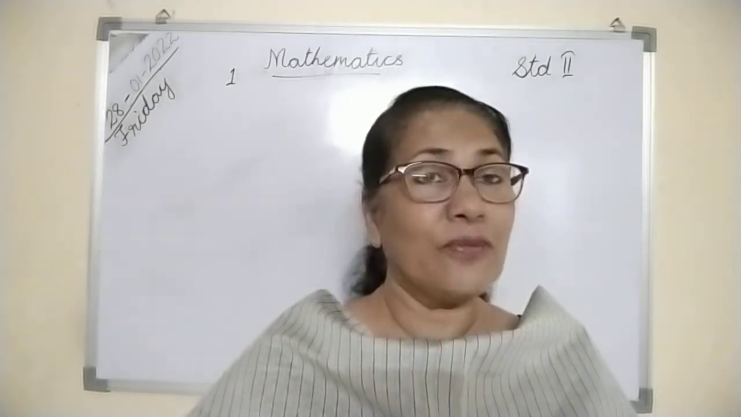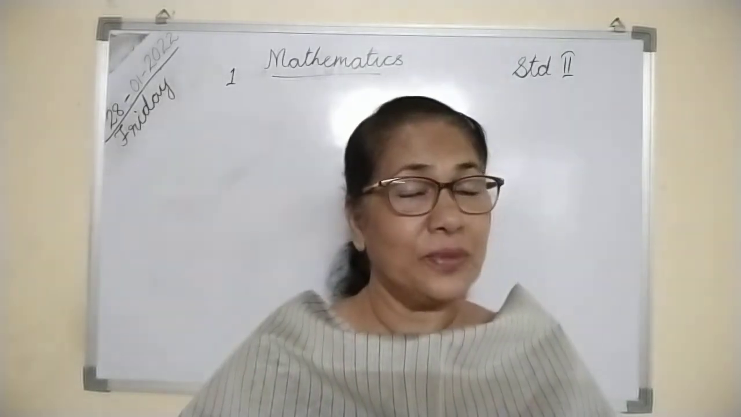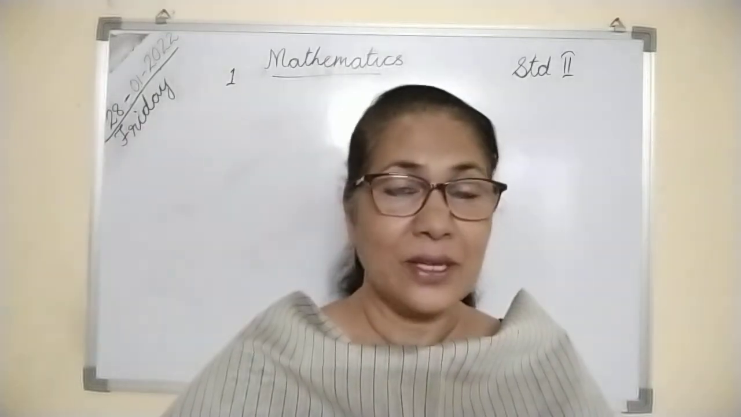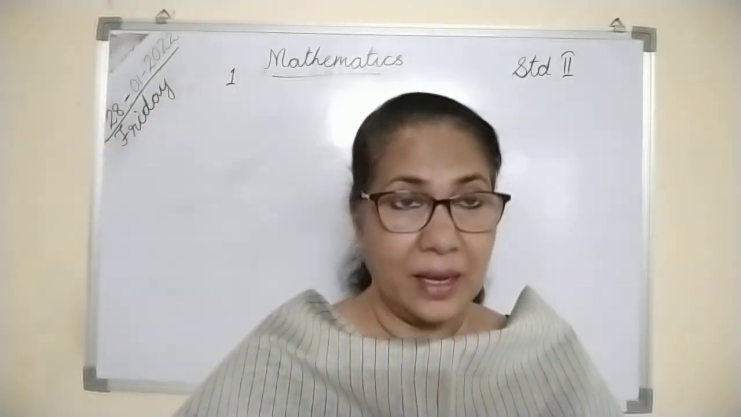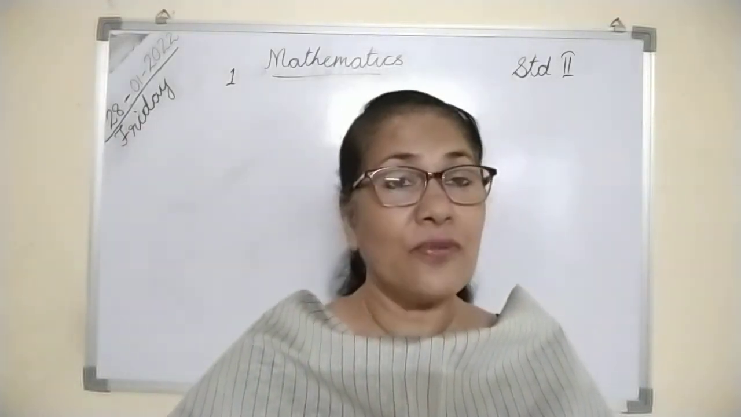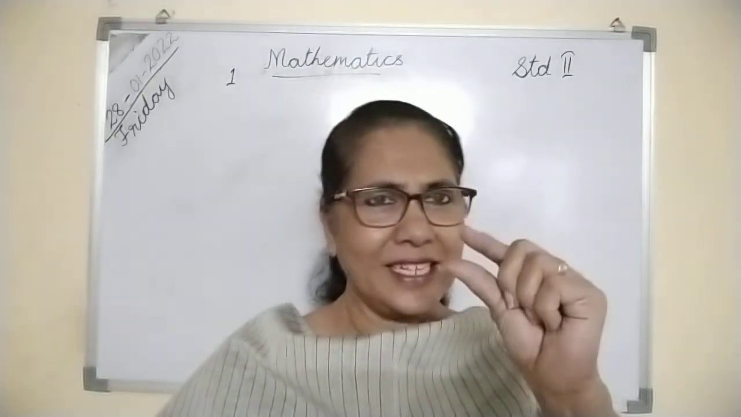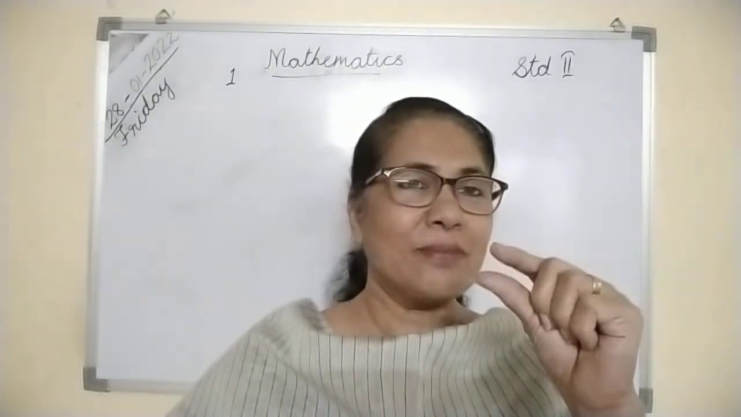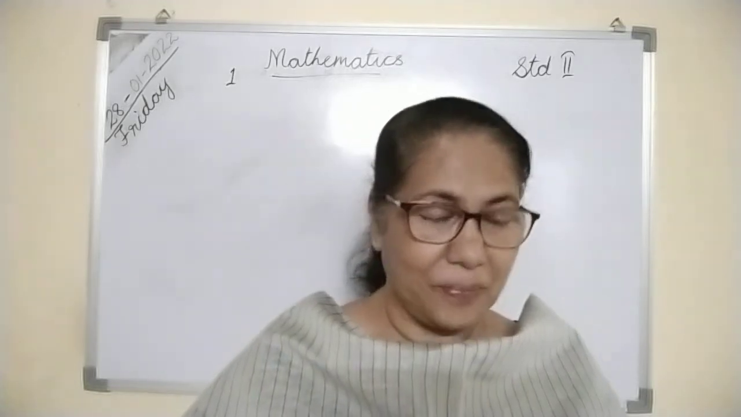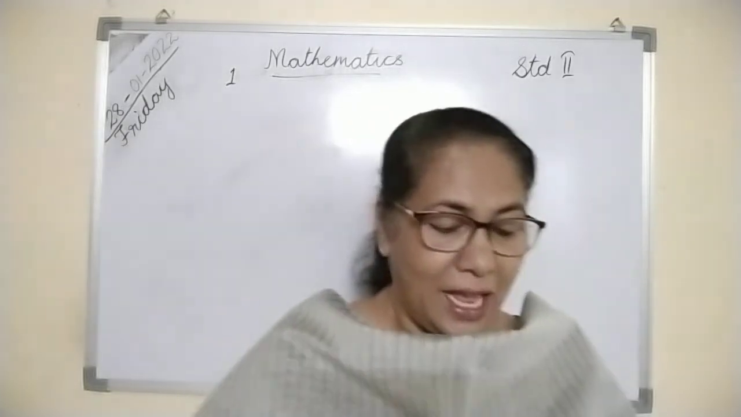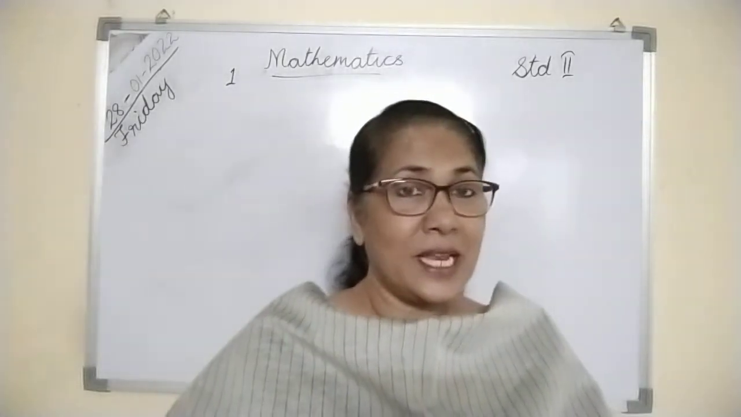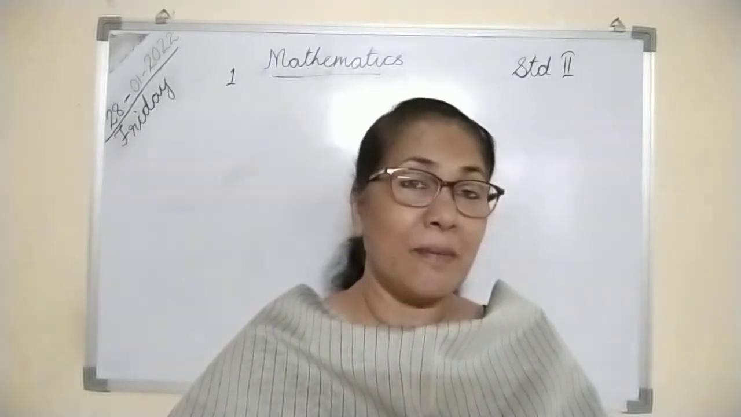The length of a room. The length of a room is measured in meters. So mark the m in that column, okay. The length of an eraser, very tiny. So it is measured in centimeters. Clear? Alright.